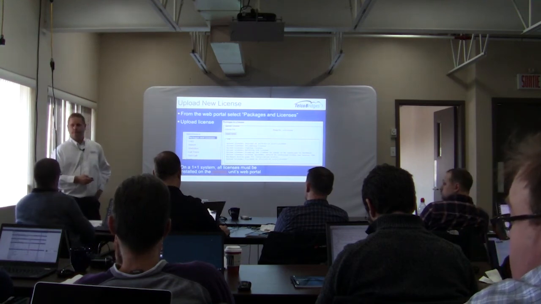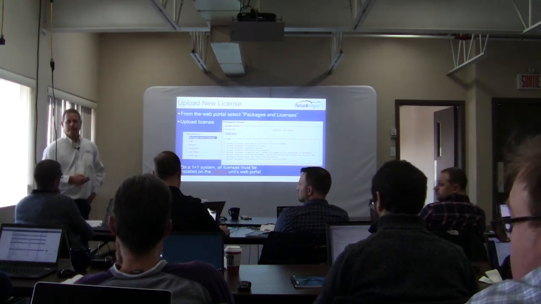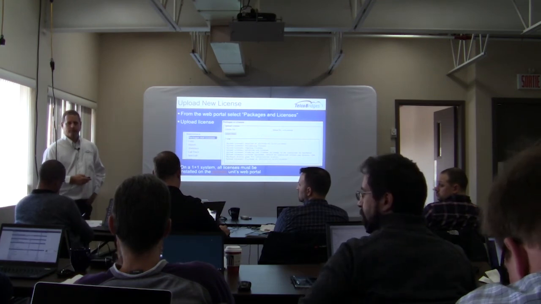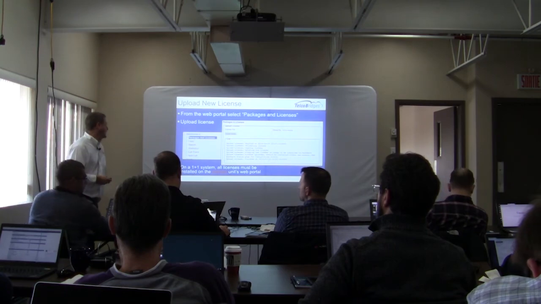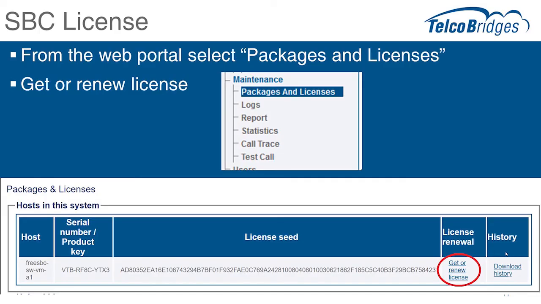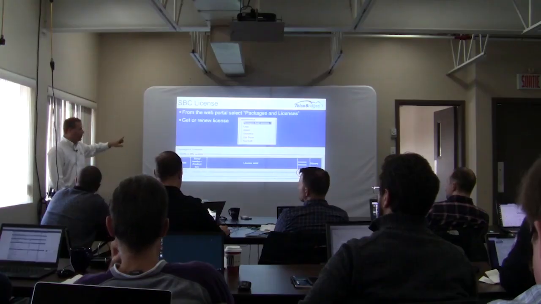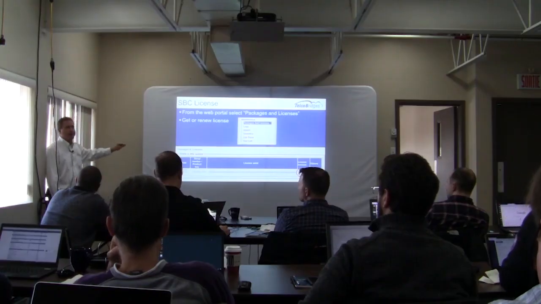So the license needs to be activated, so you need to connect to your servers. If you do get or renew license, it's going to connect to the license server and get the license. Does the management port need internet access, or can it go through the WAN LAN? It can go through the WAN LAN if they are.